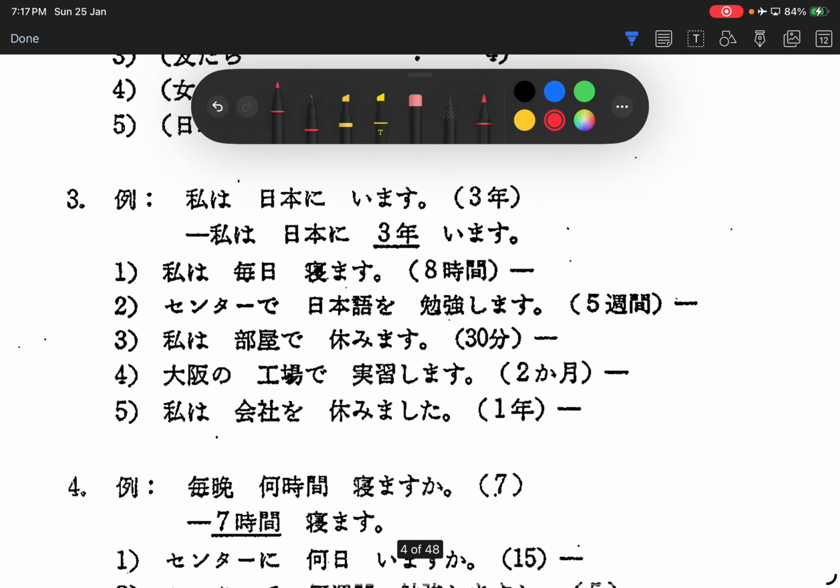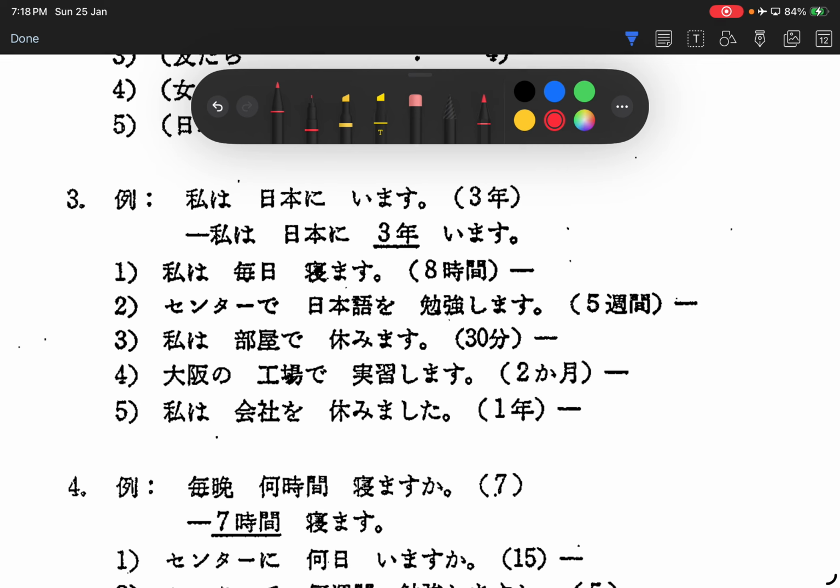Number 3. 私は日本にいます。Then bracket 3年. So we need to put the year inside. Since year is a counter, it is just an adverb. So it doesn't change the entire sentence too much. It doesn't change the particle. We just slot it in only. So you can see 私は日本に3年います。So 3年います。That means I have been in Japan for 3 years. I exist in Japan for 3 years.